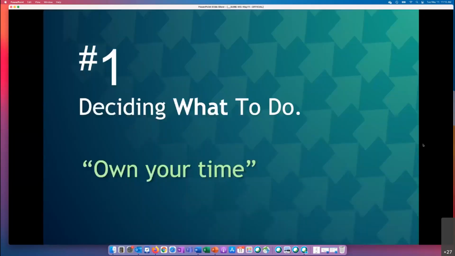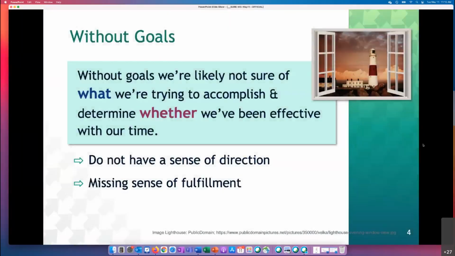Number one, again, this is deciding what we should be doing, and it's own your time. Again, that follows on the fact that it is our time to make use of. How do we direct ourselves? This is talking about goals, so we know what we want to accomplish.